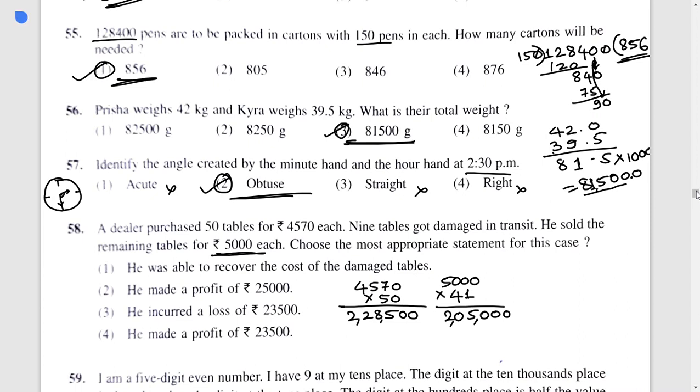Now, which one is greater? His cost price is more, his selling price is less. So he got a loss here. So loss of how many rupees? You have to subtract it.